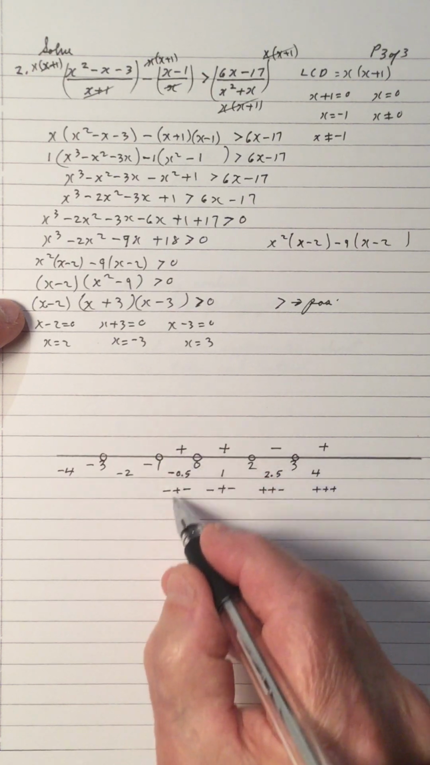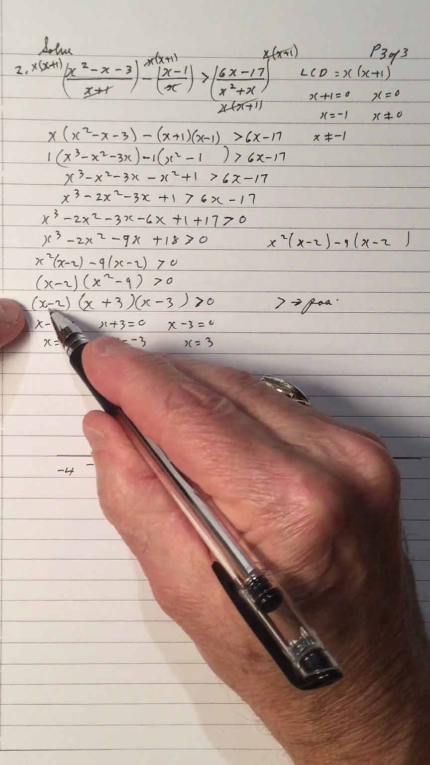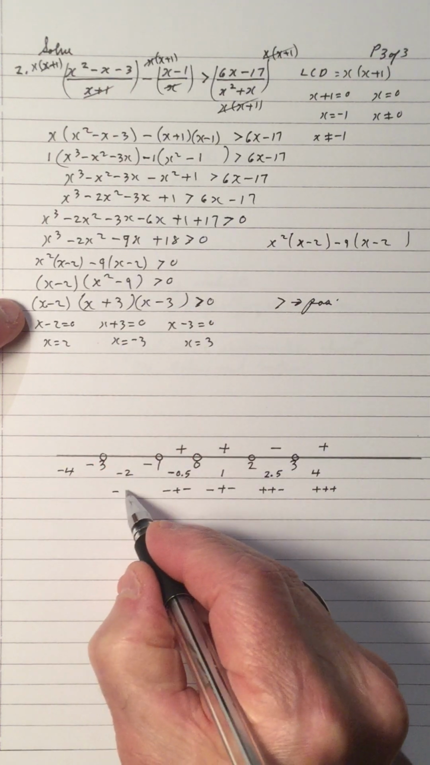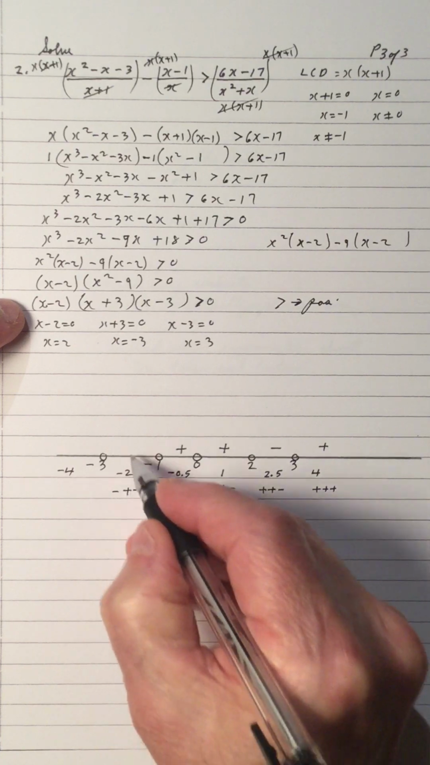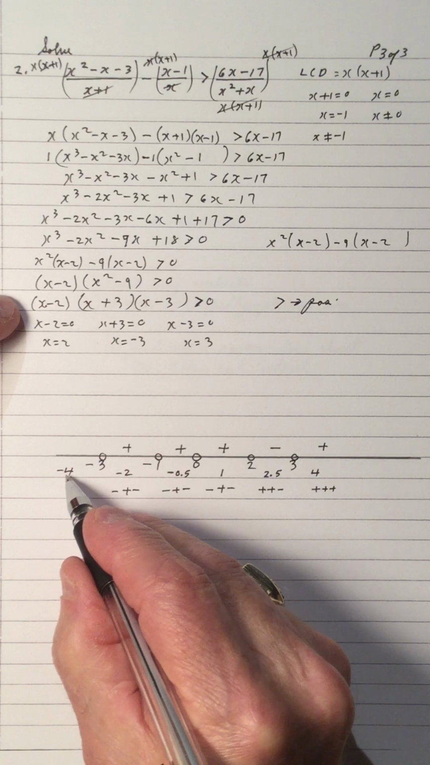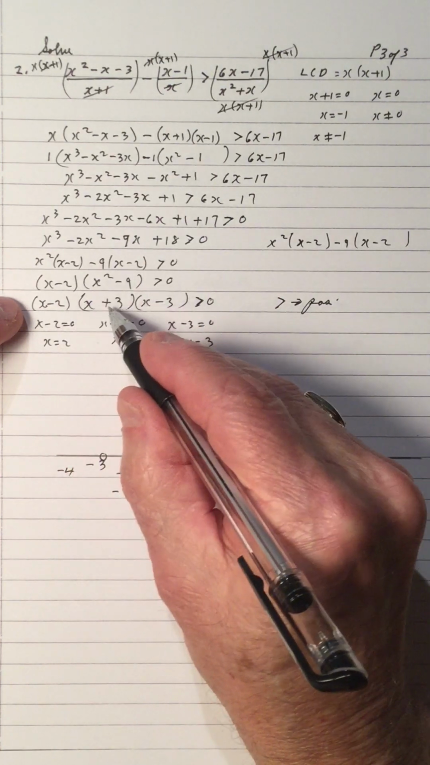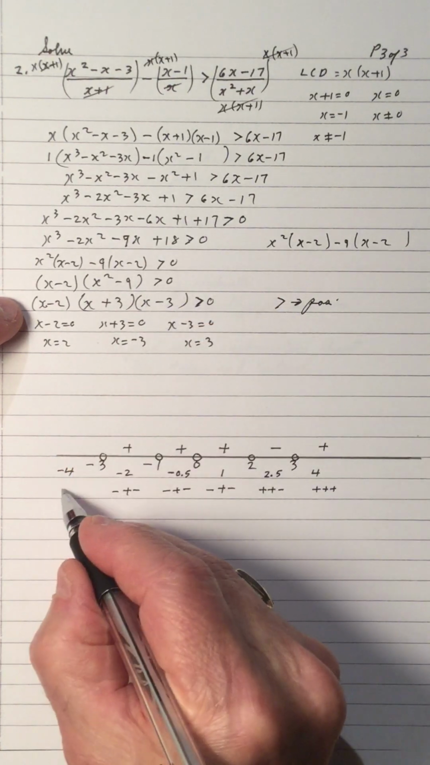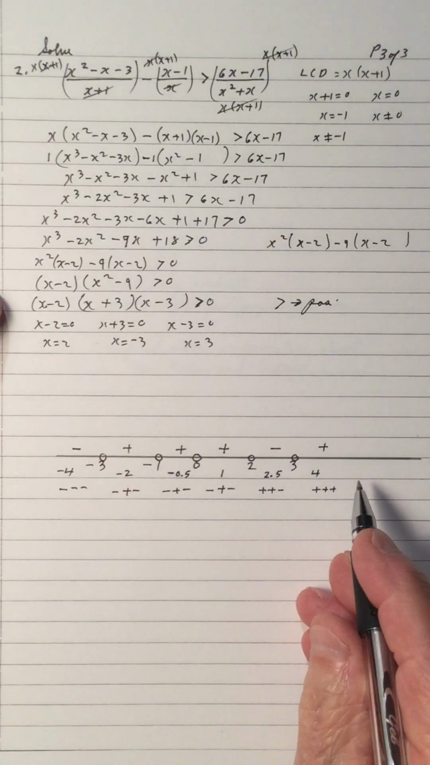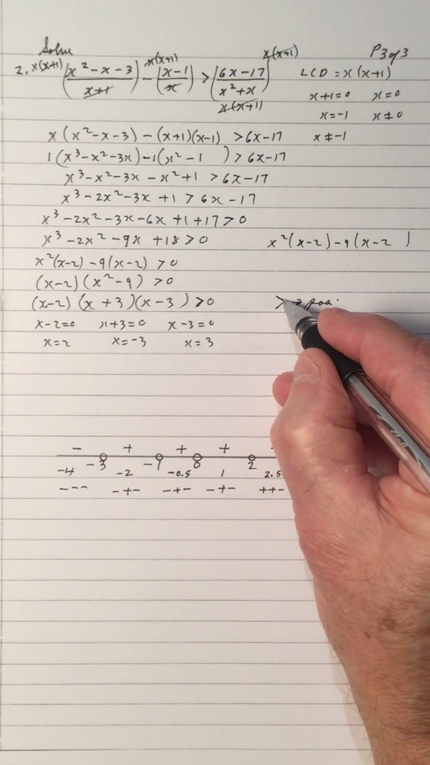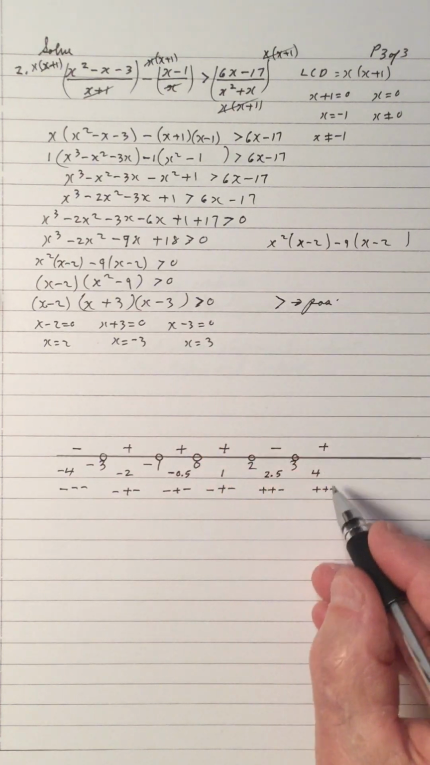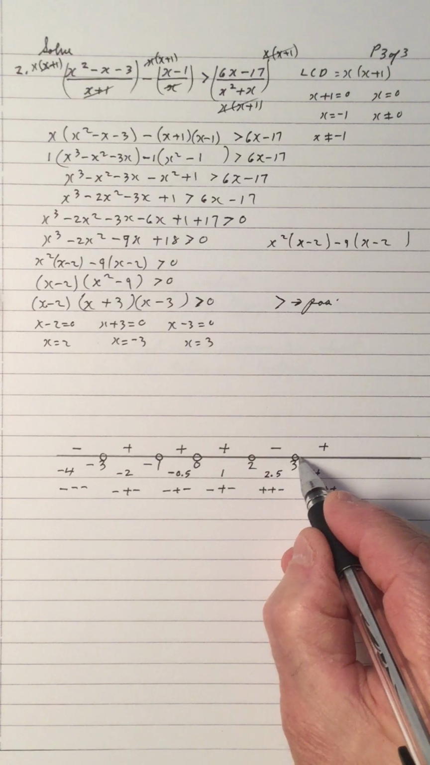We got a negative 2. Negative, positive, negative. Product is positive. And we have negative 4. Negative 4 is negative, negative, negative. Product is negative. So we're looking for the positives, because it's greater than 0. Greater than 0 is positive. So the positives are here.